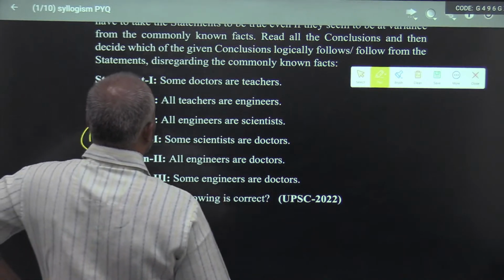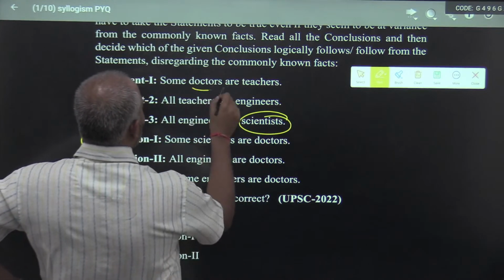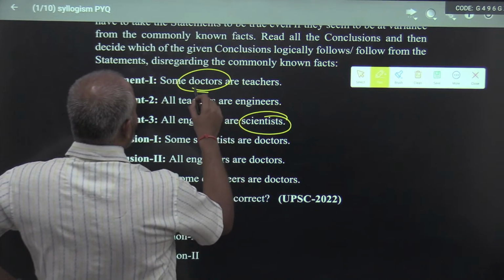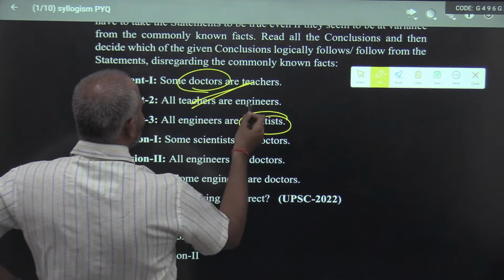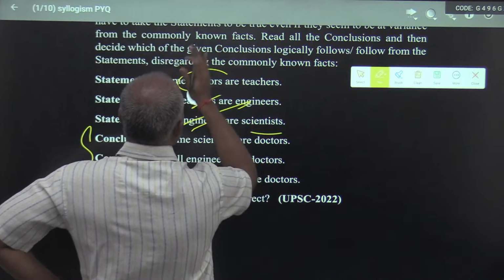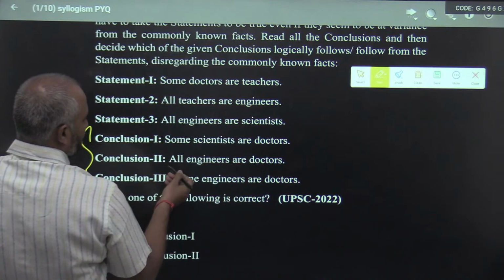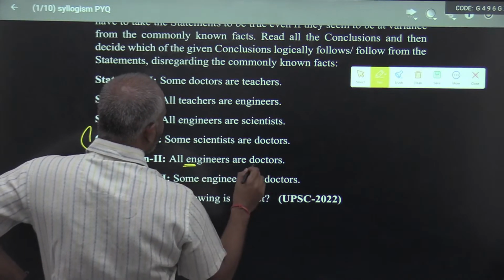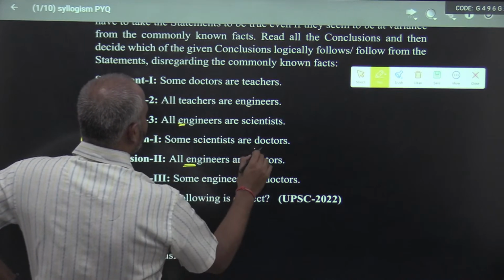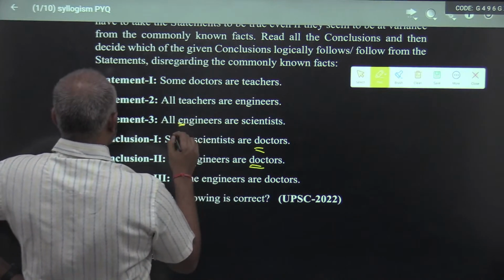First one is between scientists and doctors. Scientists are here, doctors are here. The common relation is between teachers and engineers. We'll solve this at the second stage, but let's go for some easier conclusions. All engineers are doctors, so the relation is between engineers and doctors. Engineers are here, doctors are here. What is the common element? Scientists. So code all this.